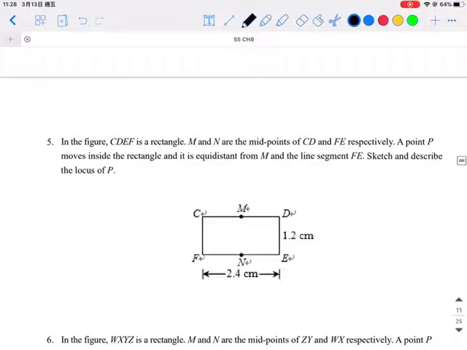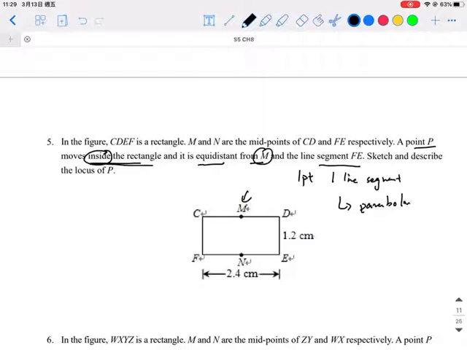And question number 5. M and N are the midpoints of CD and FE. A point P is now moving inside the rectangle. Okay, it's also inside the rectangle. It's at equal distance from M and line segment FE. So it's one point, M, here, and one line segment, so it should be a parabola. The point M is here and FE is below it, so it should be a curve opening upward. So I draw it like this.